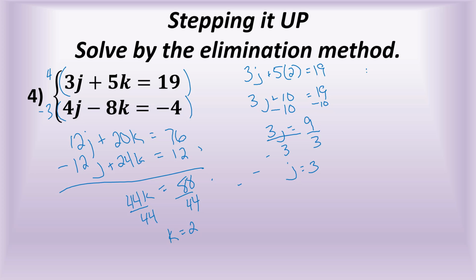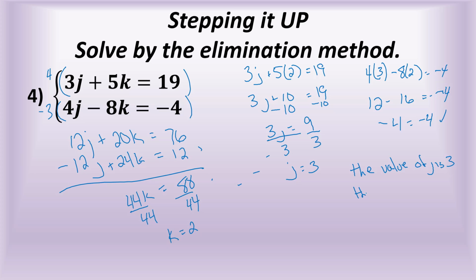Let's check our solution. 4 times 3 minus 8 times 2 should equal negative 4. 4 times 3 is 12. Minus 16 equals negative 4. 12 minus 16 is negative 4. That does equal negative 4, so we're in good shape. The value of j is 3, the value of k is 2.